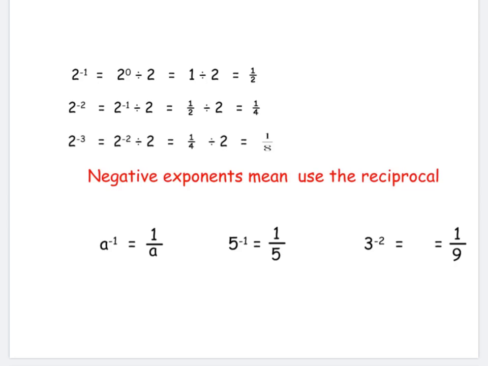Negative exponents take the regular exponent as if it was positive, and put it on the denominator of a fraction. Because if you notice, 2 to the 1st power was just 2, 2 to the 2nd power was 4, and 2 to the 3rd power was 8. So it just took those values, leaving them positive, and put them on the denominator of a fraction, and put a 1 on top.